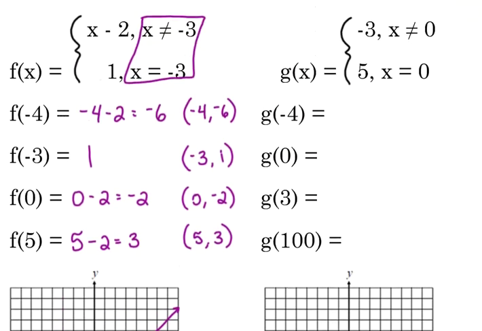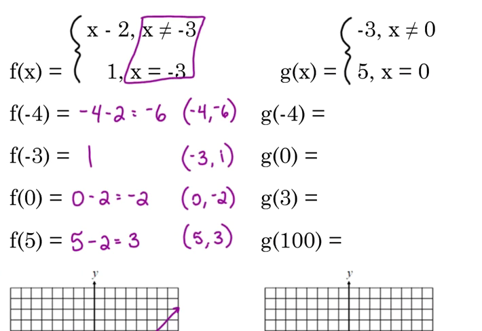Okay, let's look at another one. We've got -3 when x is not equal to 0, and +5 when x is equal to 0. Now, this is a very simple example, but it tends to throw people for a loop just because there aren't any x's. They don't see what they're expecting to see, so they think that they're missing something, but they're not.